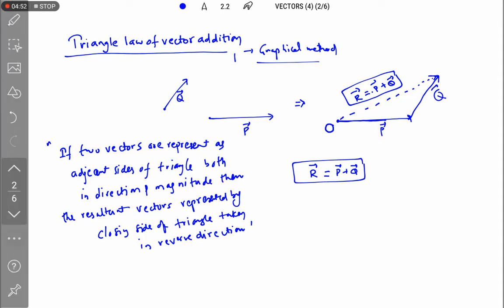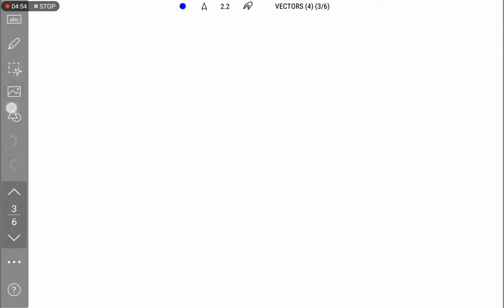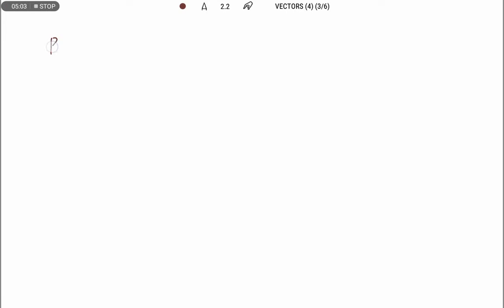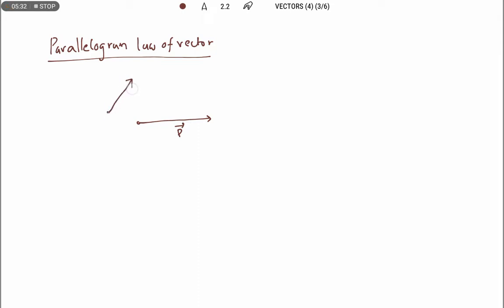Next, in the same way we have the parallelogram law of vector addition. Sir, what is the parallelogram law of vector addition? It is nothing but: if two vectors are represented as adjacent sides of a parallelogram. Same as in the last case, where the two vectors were represented as adjacent sides of a triangle, here the two vectors are represented as adjacent sides of a parallelogram.